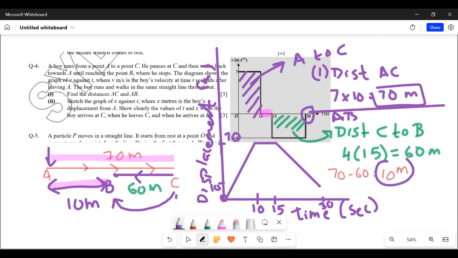Any questions? I hope you know the difference between displacement and distance. The distance increases as you go from one to the second point, but the displacement might increase or decrease because displacement is the shortest distance from the original point.